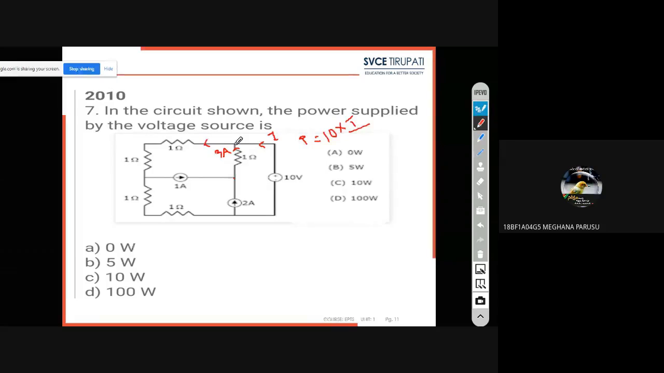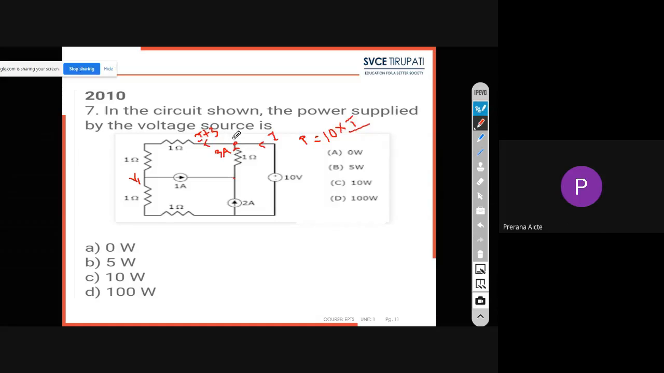So what is this current now? Apply KCL at this plus node. What is this current? I plus 3 amps. These two are in series. So let us assume this node voltage is V1. I'll tell you later why I'm assuming V1 here. Can anyone tell me what is this node voltage? The voltage at this node is 10 volts.